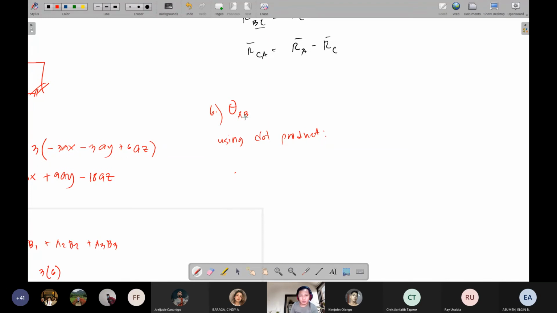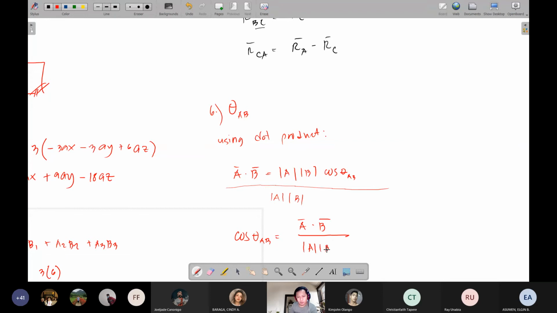So, since vector A and vector B man, vector A dot vector B is equal to magnitude sa A times magnitude sa B, cosine of the angle between A and B. Okay? So for this one, para masolve ito ang angle, divide everything with the magnitude of A and B. So this will be cosine of the angle between A and B is equal to vector A dot vector B over magnitude sa A times magnitude sa B.